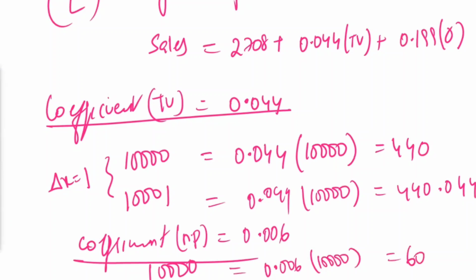Now, if you go with 10,001, 0.006 into 10,001, you are going to get 60.006. Here, the same 1 unit you have increased in the newspaper, the same 1 unit you increased in the TV. But how much change in the delta Y is there? Only 0.006, whereas the change in TV is 0.04. The investment is same, but the return, when compared to this one, is very high.